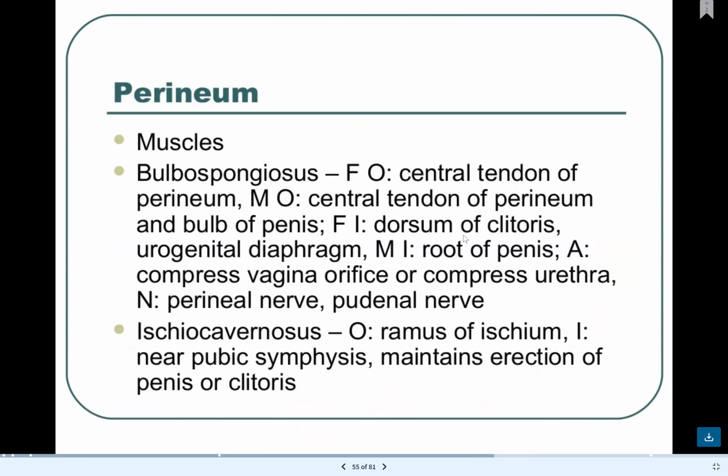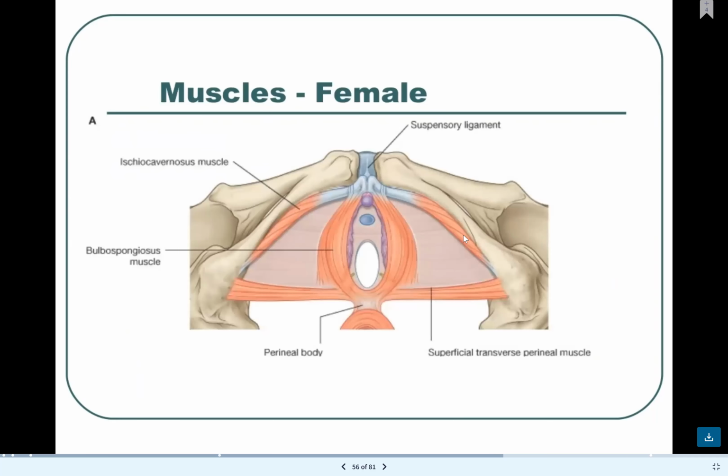So I'm not going to talk about this. Make sure you read on them: bulbospongiosus muscle, ischiocavernosus muscle. When I ask you to read on a muscle, especially a muscle, you are supposed to know their point of origin and then point of insertion. So you try and look at this, and then you read more on it. You do not have much time.